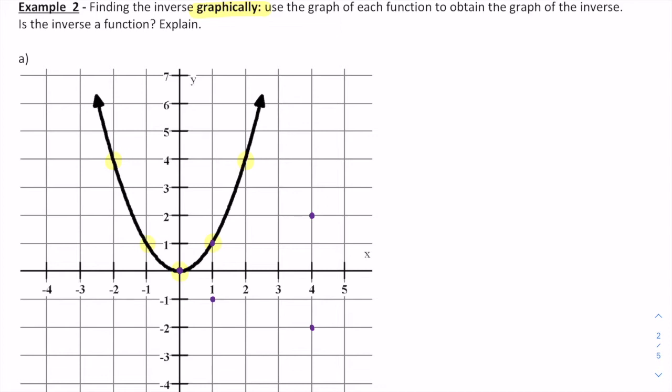So I'm going to do my best to make this look okay. It's kind of hard on the iPad, but it will look something like this.